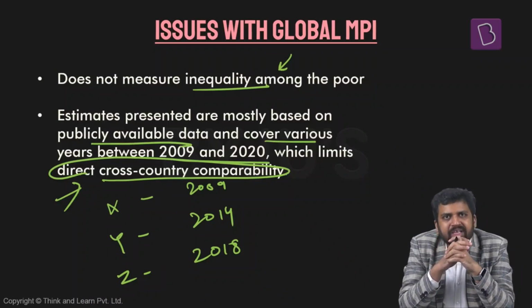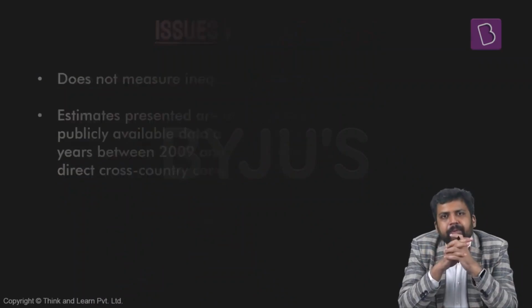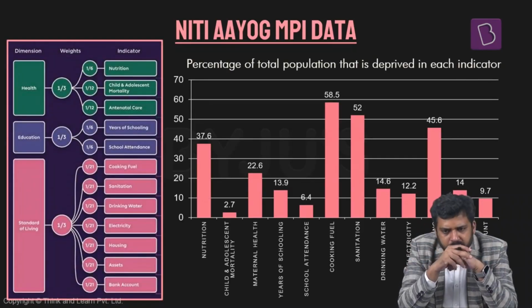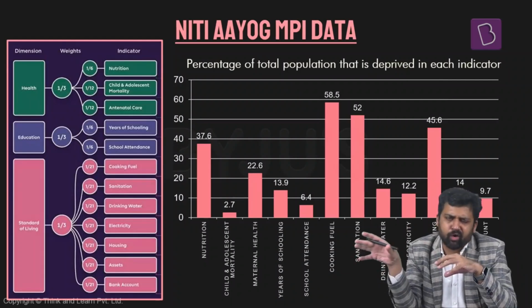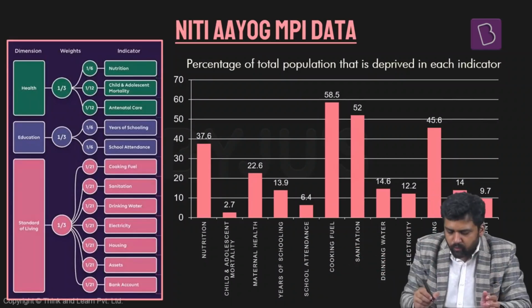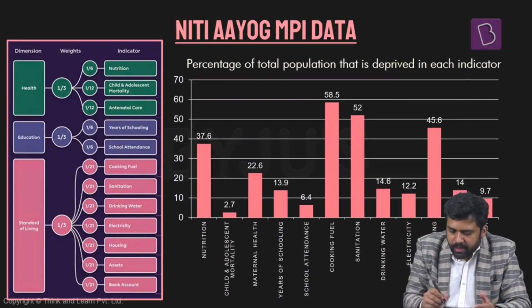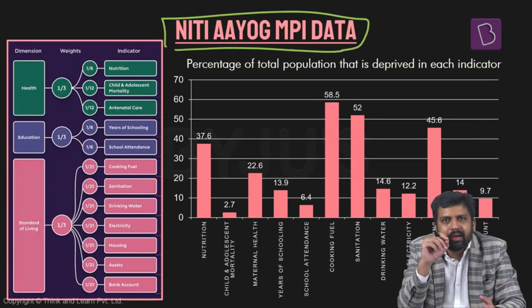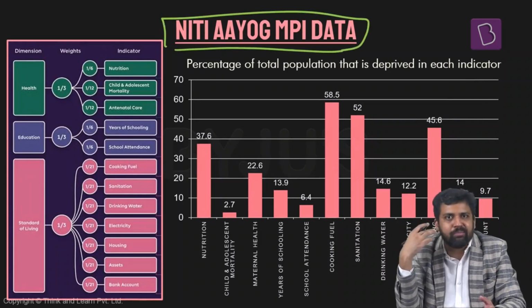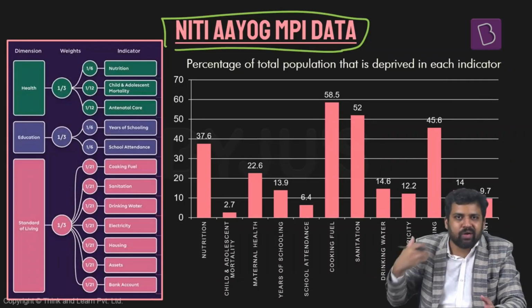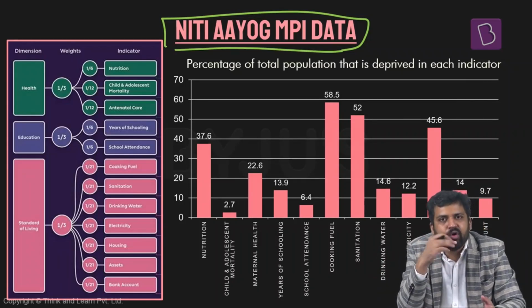Now, there's something interesting which has happened in the Indian context. In India, Niti Aayog, which is the government's think tank, has collaborated with the Oxford Poverty and Development Initiative and UNDP, and they have come up with what is called the National Multi-Dimensional Poverty Index. So we now have Niti Aayog MPI data, a national MPI, and one global MPI. According to that, again, 27.9% of Indians are multi-dimensionally poor.